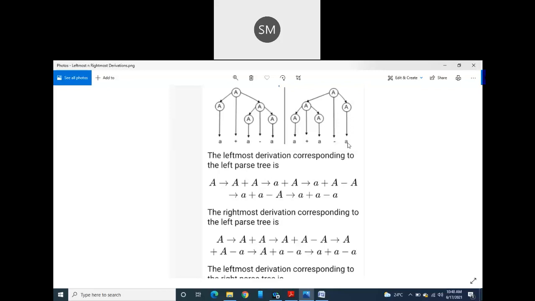So I told you all the cases now. If it is one grammar producing more than one parse tree, what should we call it? And if two grammars are producing the same string, what should we call it? The first one is ambiguous grammar, the second one is equivalent grammars. Clear?